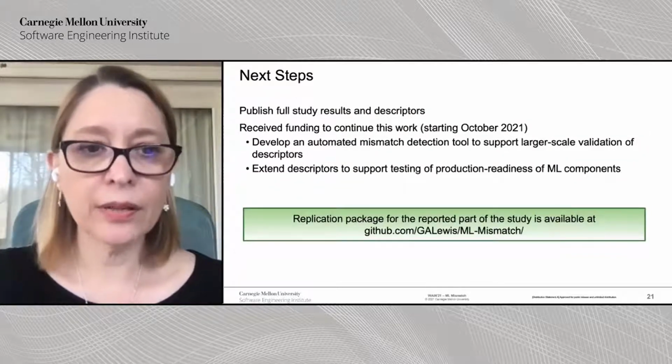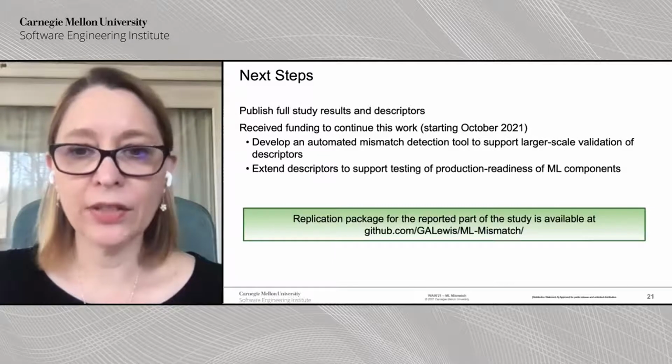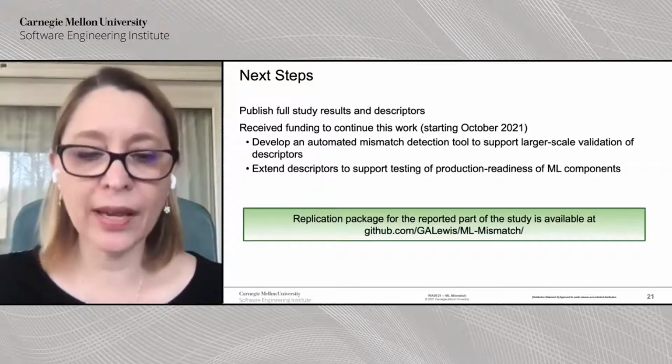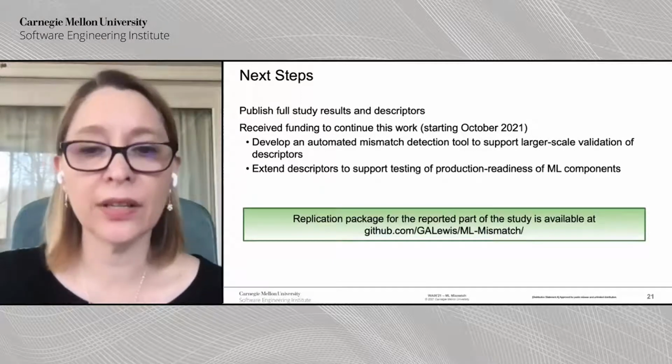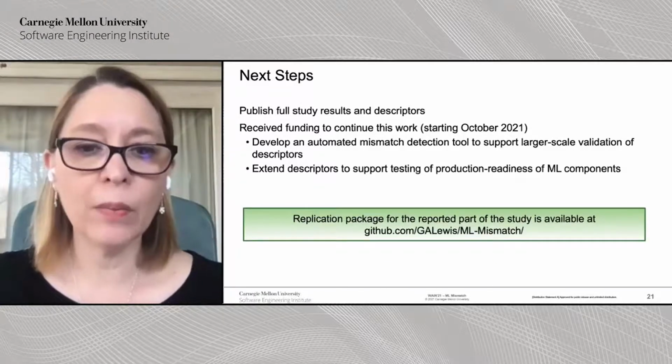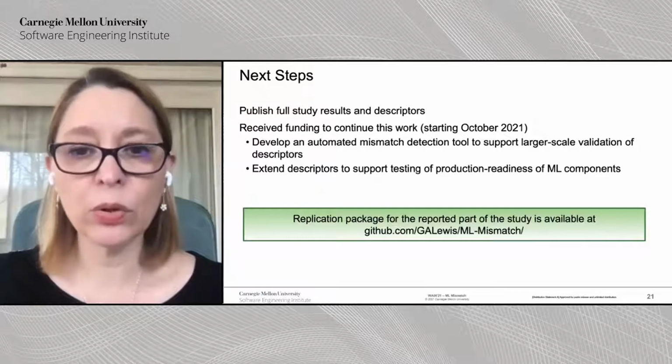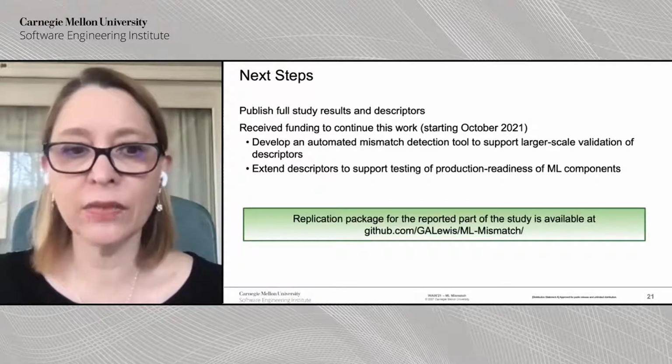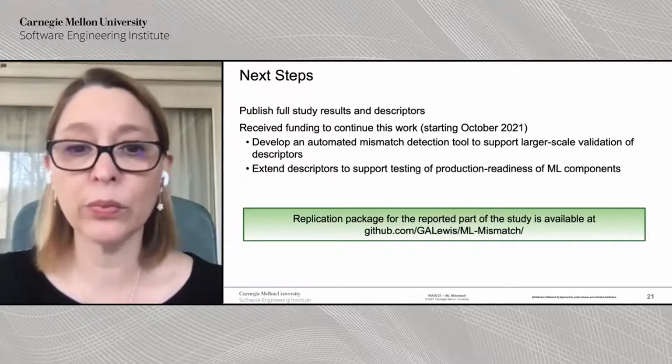Next step for this work, we're going to publish the full study and the descriptors. That should be coming very soon. And also very good news is that we received funding to continue this work starting in October 2021, where we're going to develop an automated mismatch detection tool so we can support larger scale validation of the descriptors, validating with real users and real systems.